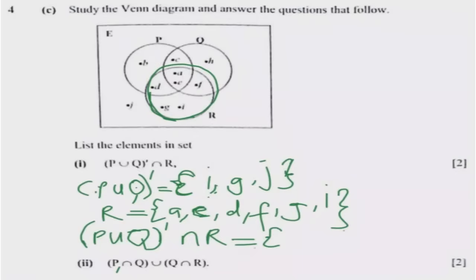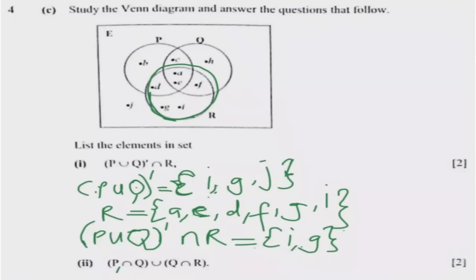Okay, so we can see that I is found in both, so we can record it. Write I, comma. We can see that also G is found in both. We can write G there. Then we can see that J is not found in both, so there are only 2 elements. So that means P union Q complement intersection R will give us IG.